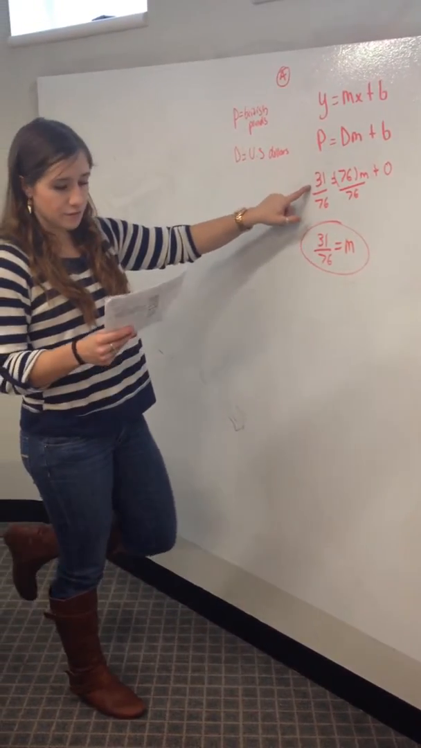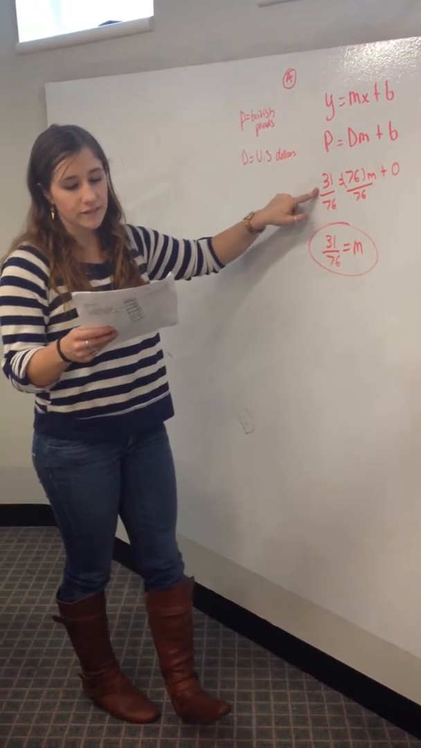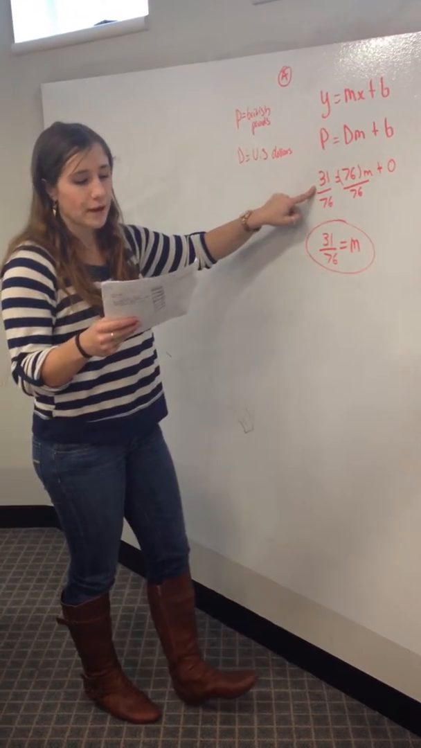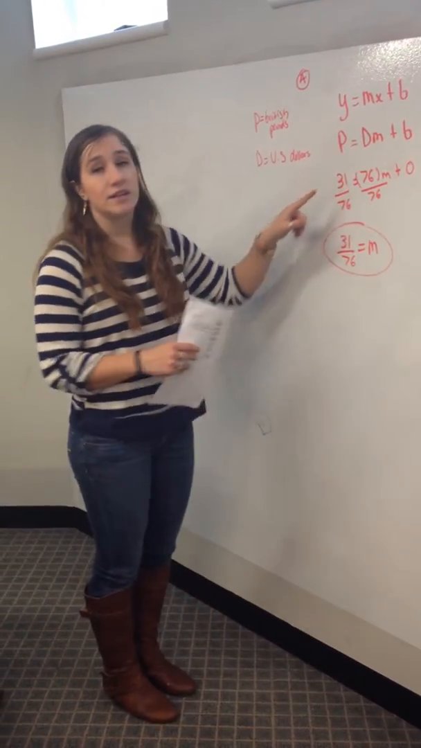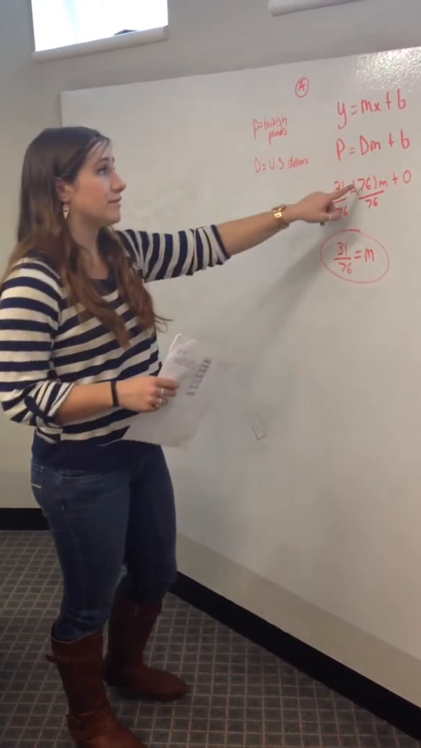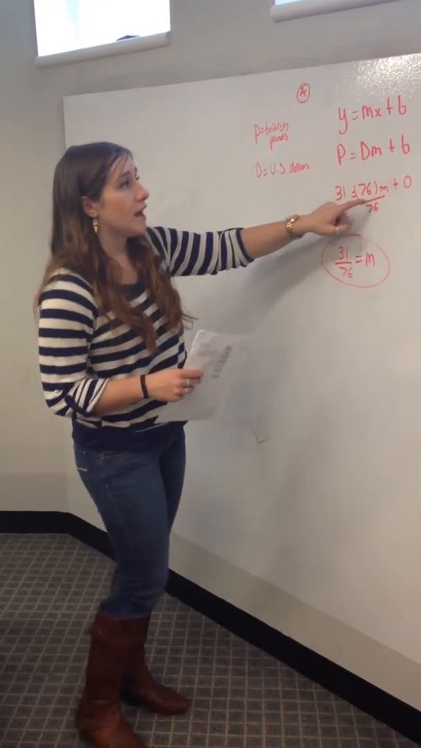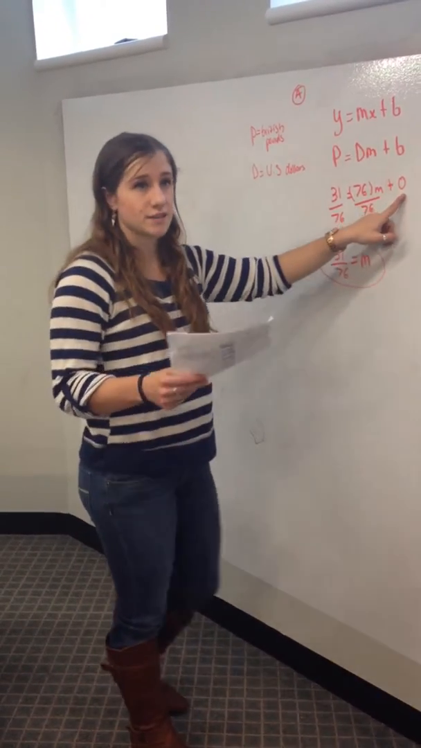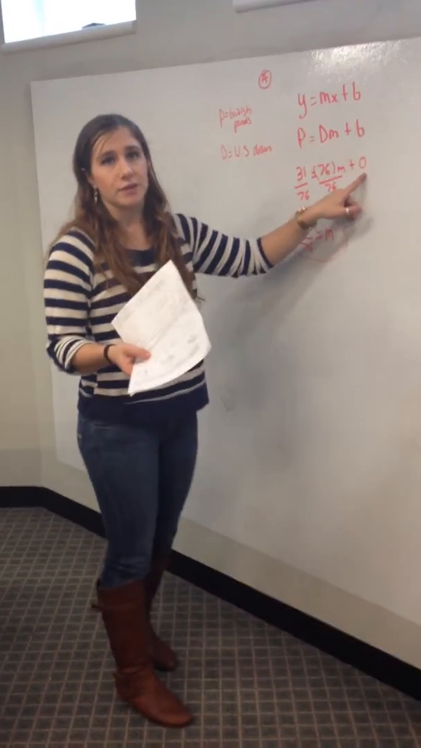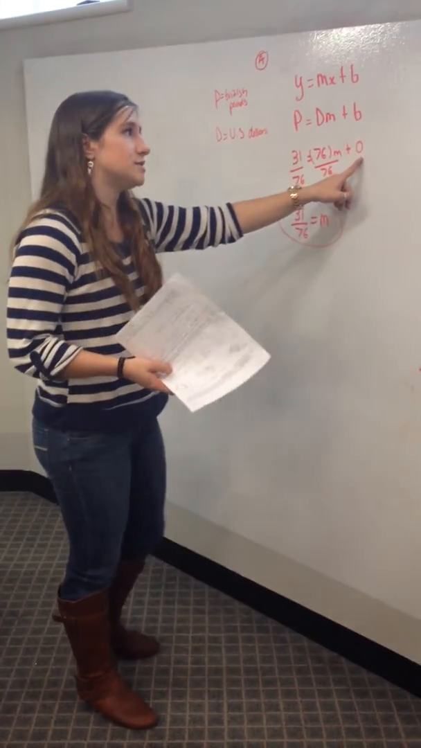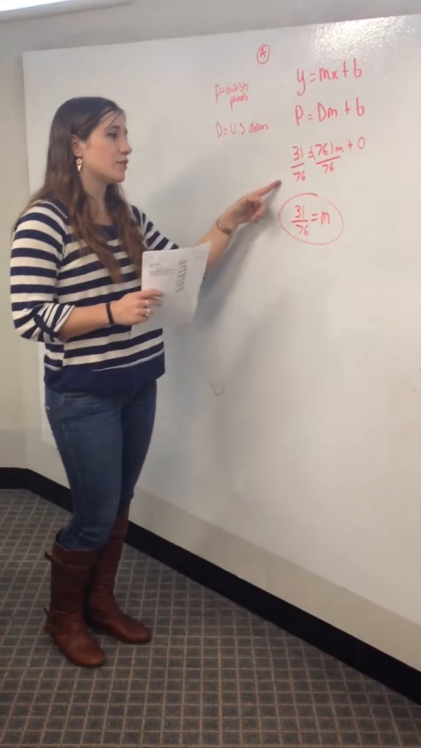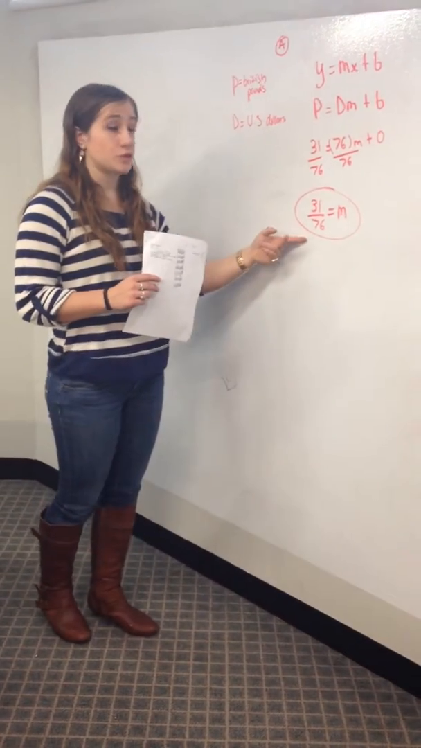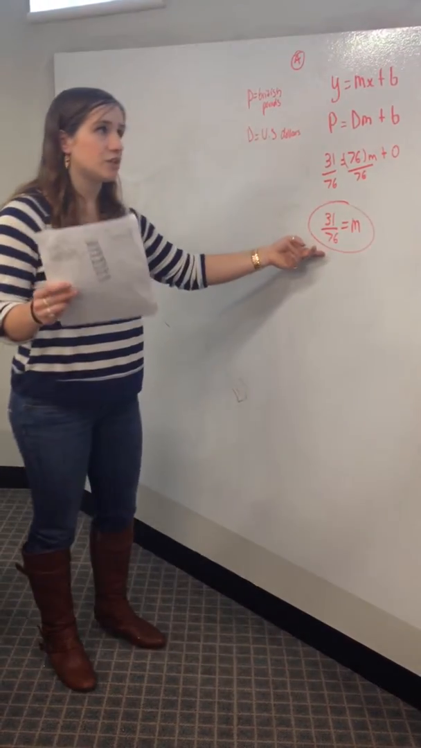So for the first problem they give us, it says we have 31 British pounds, so I plugged in 31 for P, in exchange for 76 US dollars, so I plugged in 76 where D was, and b is going to be 0 because we're not talking about negative money, you're not going to exchange negative money, so we know it's 0. So just divide 76 off this side to the 31, and this gives you the slope, which is 31 over 76, or the exchange rate.